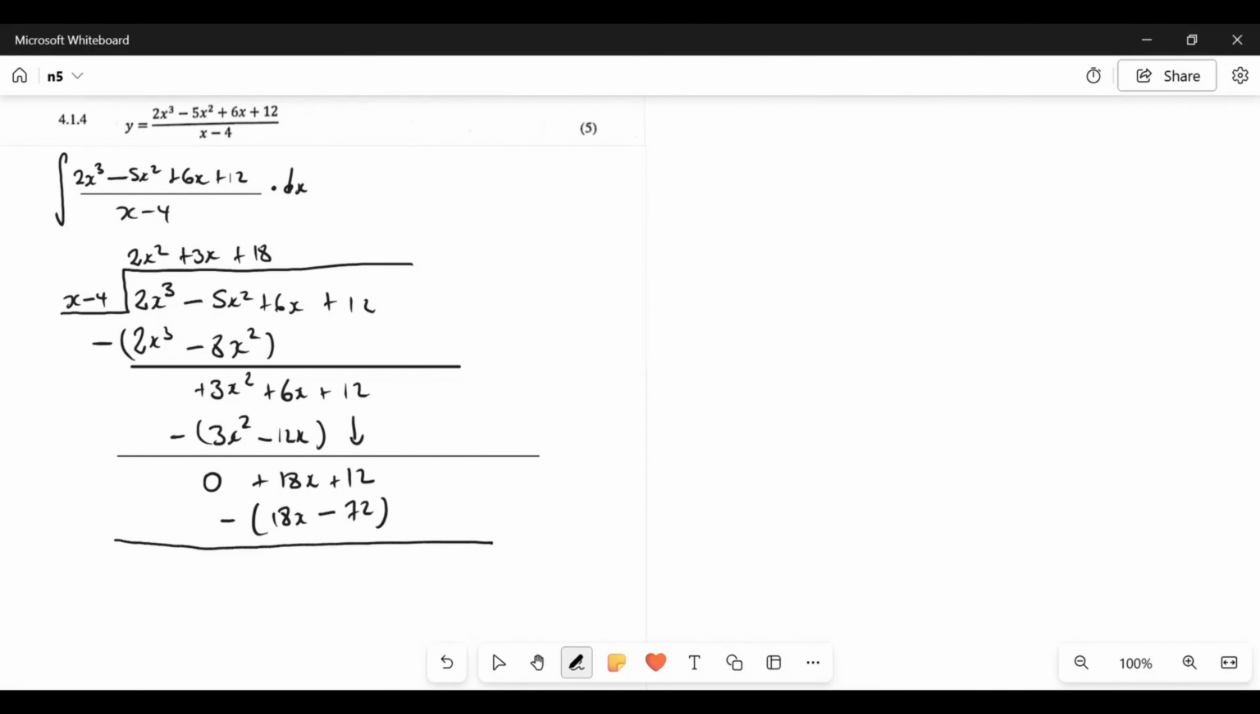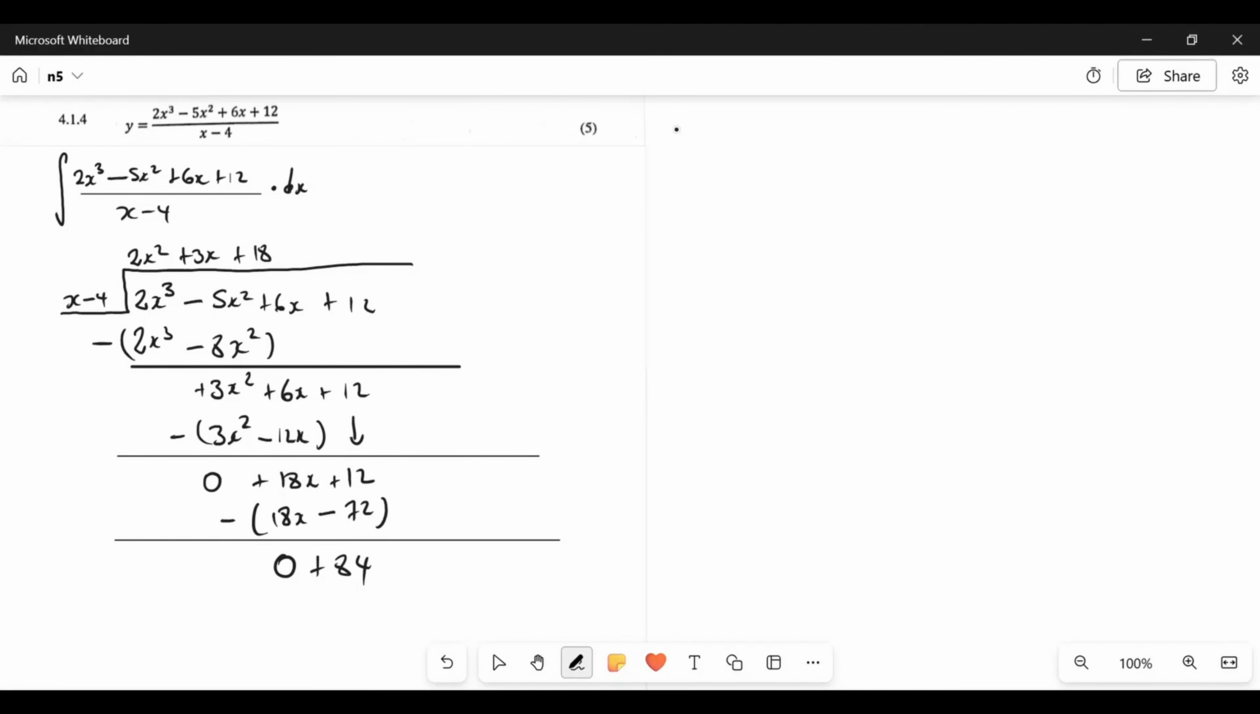All right, so from here, we have to subtract and add this. If you multiply by this negative outside the bracket, this 18x is going to be negative. Negative 18x plus 18x, that's going to give us 0. If you multiply this negative with negative 72, that's going to give us positive 72. And then if you say 72 plus 12, that's going to give us plus 84. So this here is our remainder.